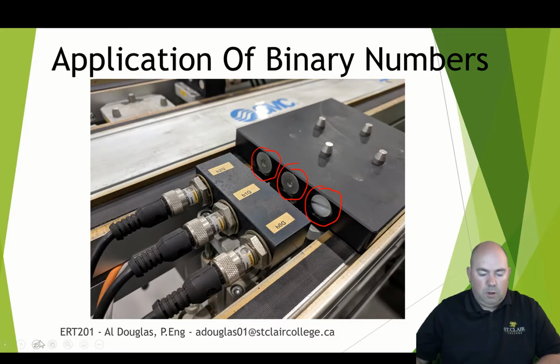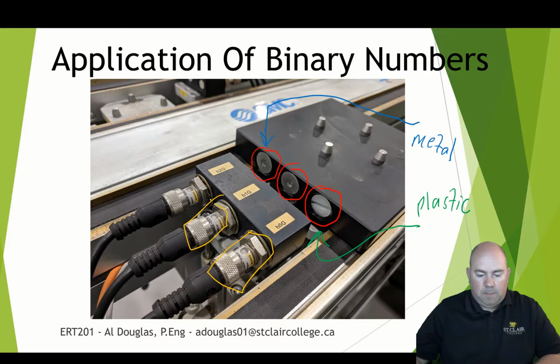Now these ones here, these ones, that's metal. This white one here, that one is plastic. Now what we've got to go along with this, we have three switches here that are connected to our PLC, so our control system. These switches connect to them. And we have basically something that's called bit 0, bit 1, and bit 2.